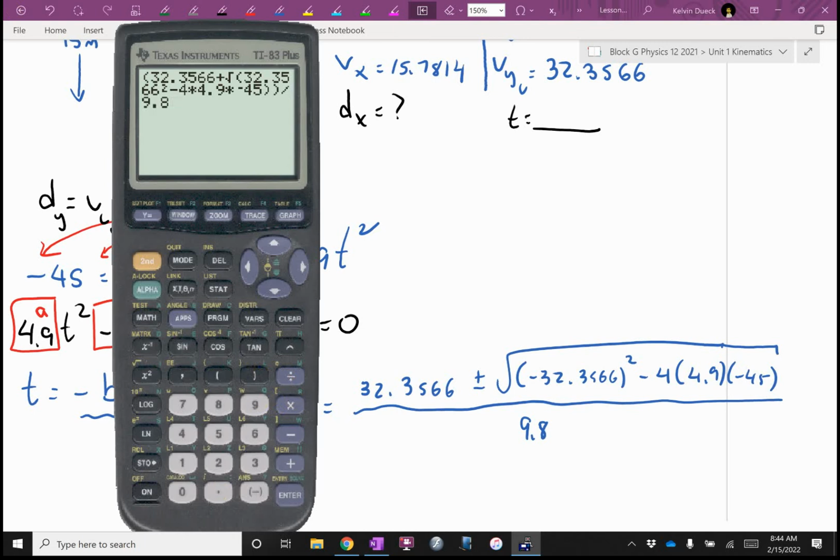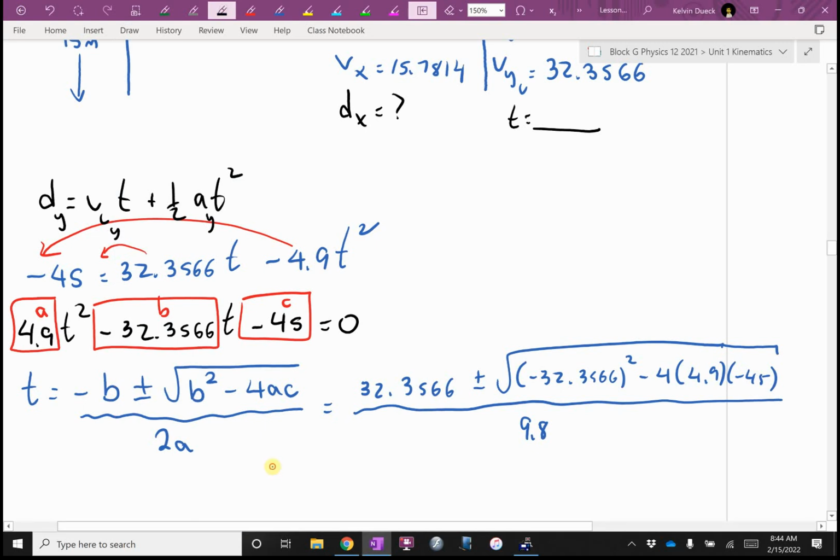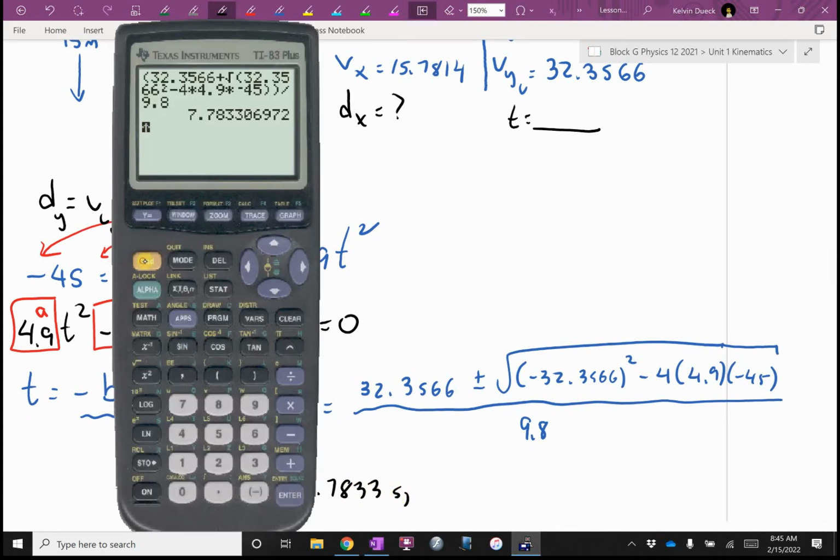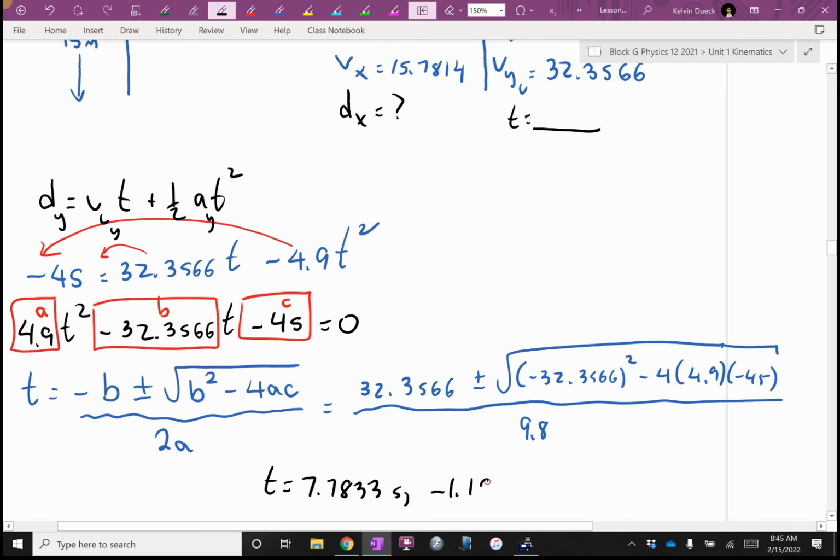Those of you with your fancy solvers, did you get 7.7833? Yeah, woohoo! 7.7833. And there's also, if I get the second root, this one's probably going to be negative. Yeah, negative 1.18, which I'm going to reject.